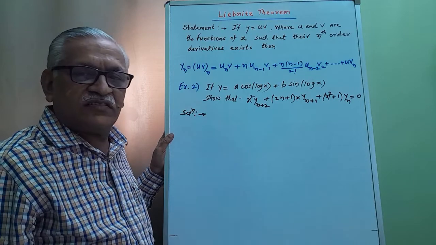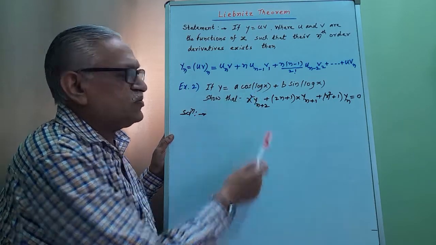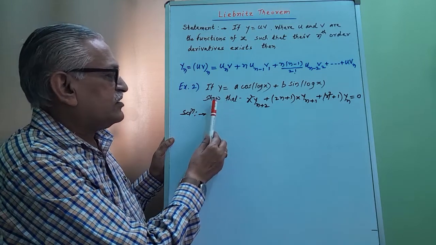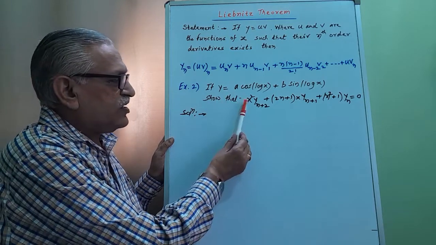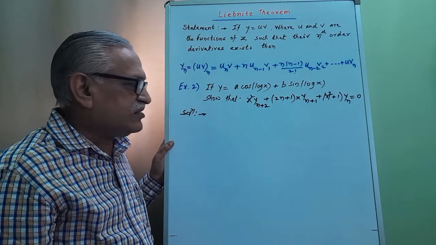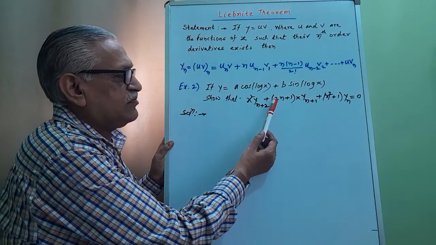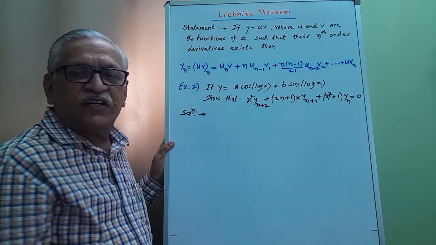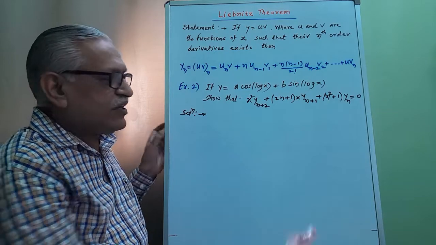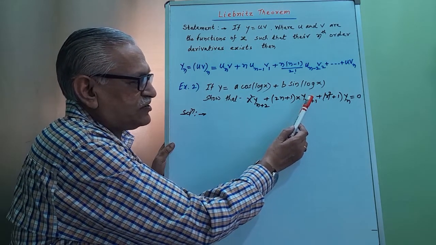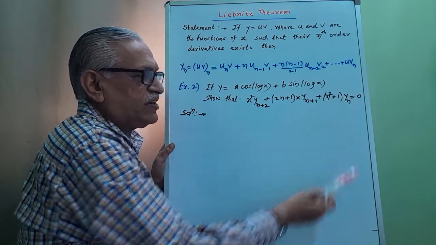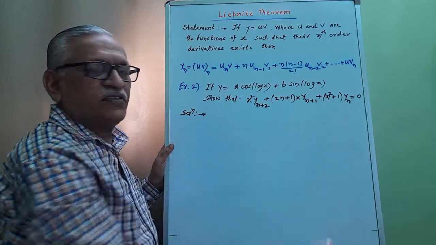Let us solve the problem. If y is equal to a into cos of log x plus b into sine of log x, then show that x square into yn plus 2, here yn plus 2 means nth order derivative of y plus 2, plus 2n plus 1 into x multiplied by yn plus 1, yn plus 1 means nth order derivative of y plus 1, plus n square plus 1 into yn is equal to 0. Yn means nth order derivative.